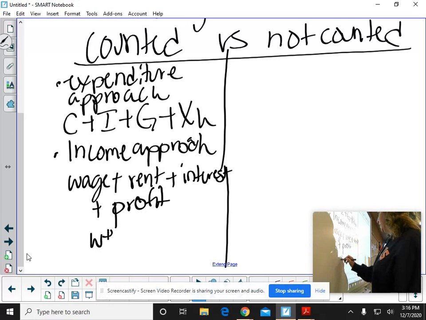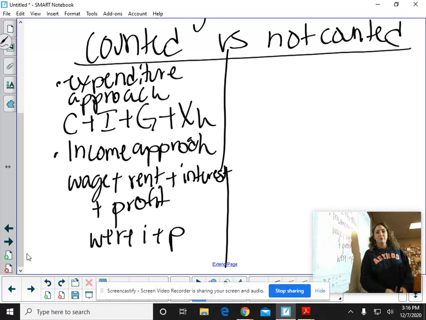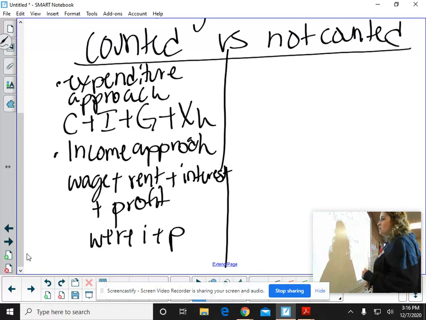So W plus R plus I plus P is the income approach to GDP: wages plus rent plus interest plus profit. You can add up either of these two, the income approach or C plus I plus G plus net exports, and you're going to get the same number, GDP. So it counts all of that.